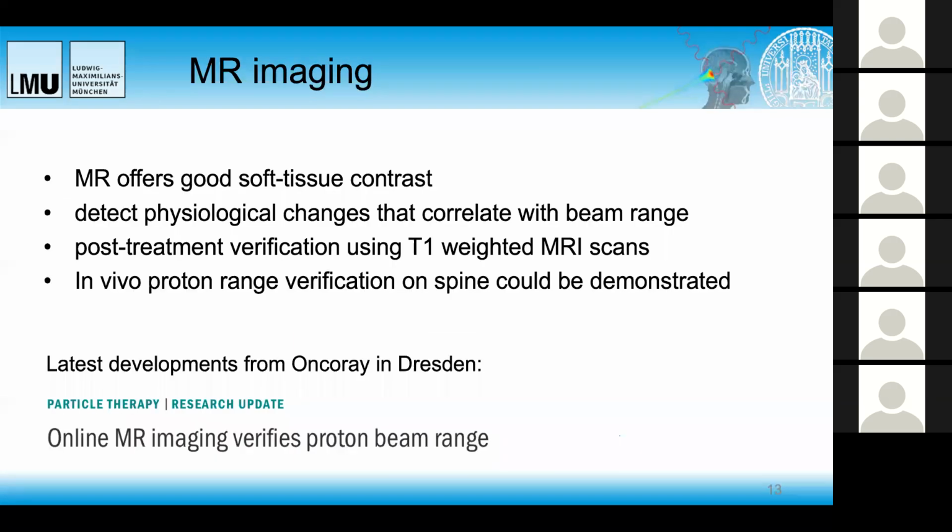So much to that. And the last range verification method I want to mention is also MR imaging, which typically operates in days to weeks after the treatment. And here, the main idea is that MR imaging offers very good soft tissue contrast, and you can then detect these physiological changes and correlate them with the beam range. So you literally see a different contrast in your MR image that can then be correlated to the proton range. But this is mainly, as I've said, being used for post-treatment verification, but it was successfully used, for instance, in spine irradiation.